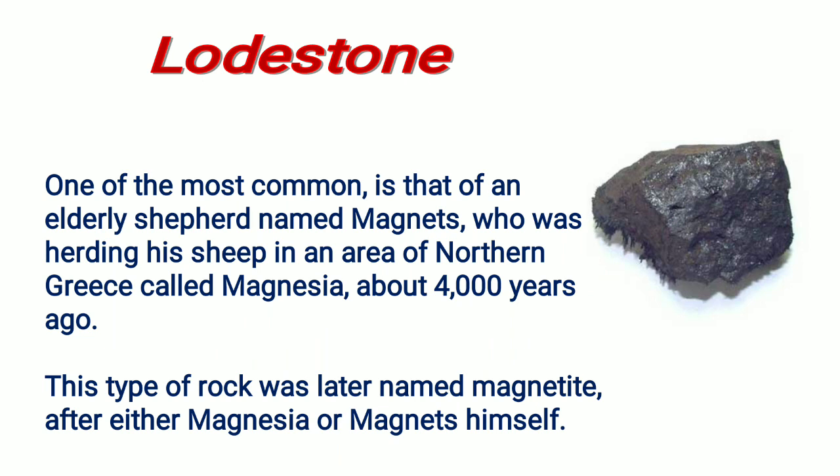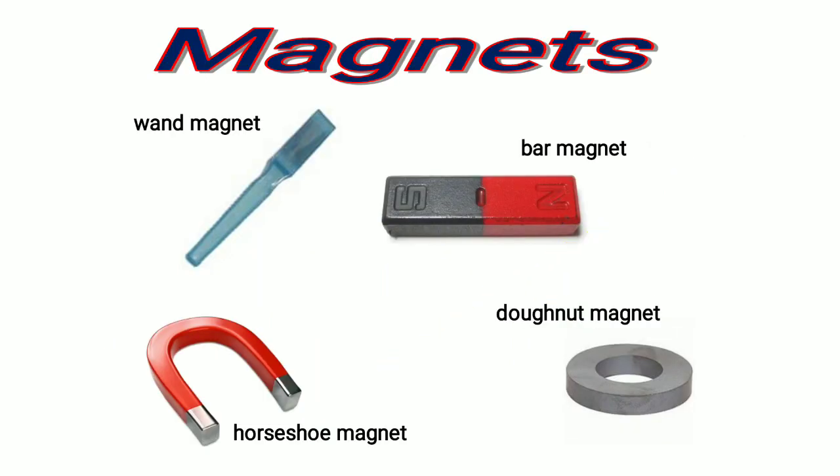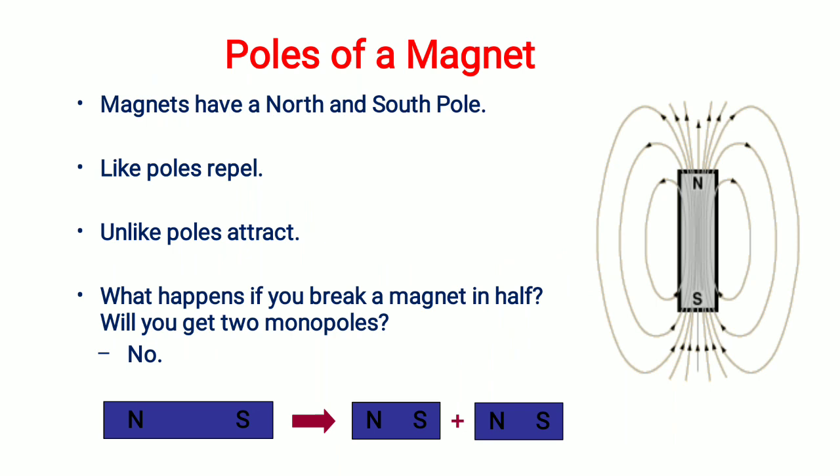Artificial magnets are made from either soft iron or steel. Why this difference? Permanent magnets are made from steel. Temporary magnets are also called electromagnets. Okay, they are made from soft iron. So we will look in detail. These are the different shapes or different types of magnets you have already seen in your daily life.